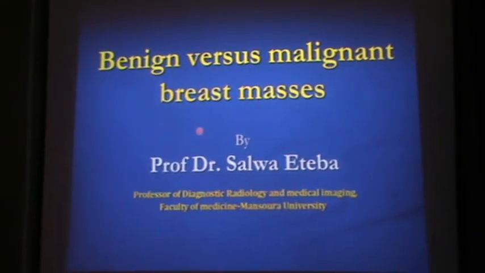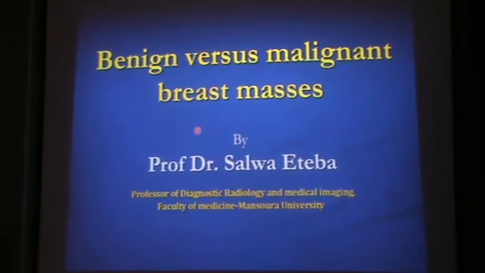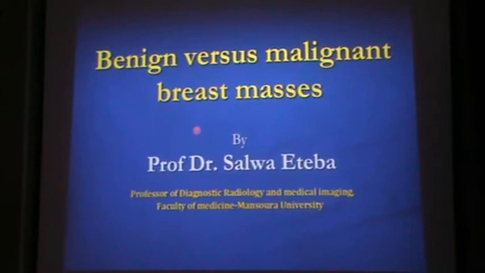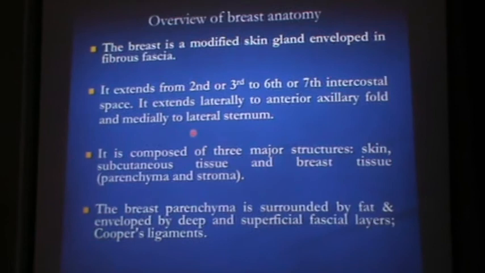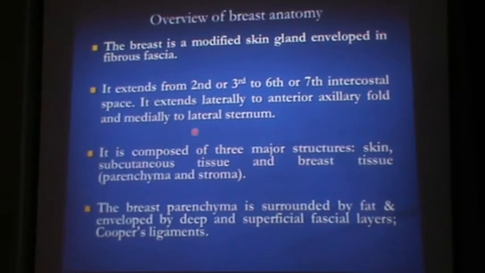I will talk about just general things, not anything specific. The specific subjects will be completed by other colleagues. Benign versus malignant breast masses. Anatomy of the breast. The breast is a modified skin gland enveloped in fibrous fascia.